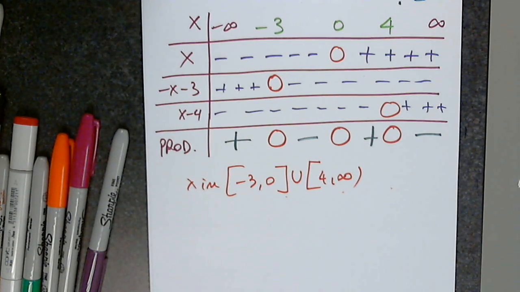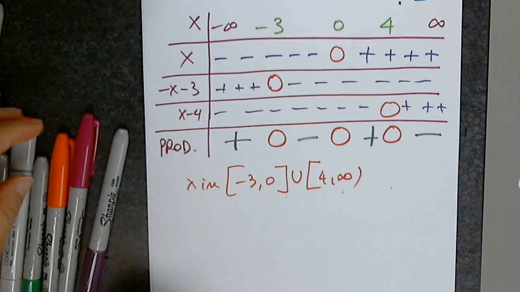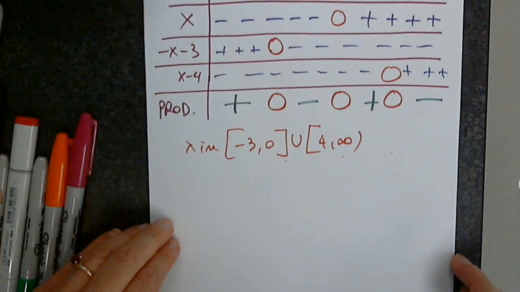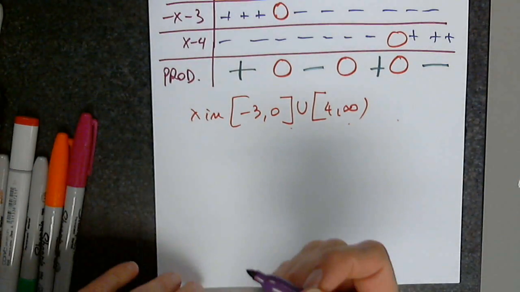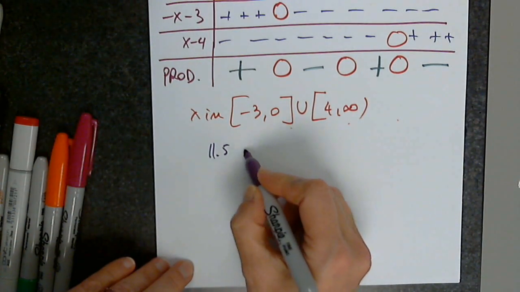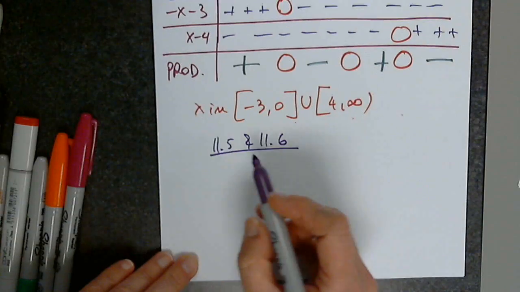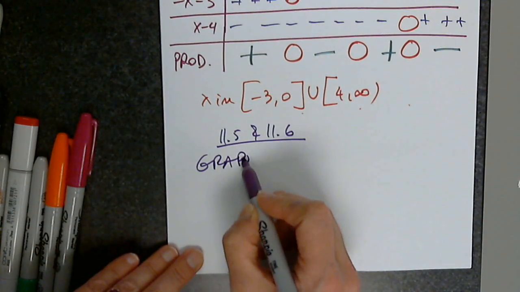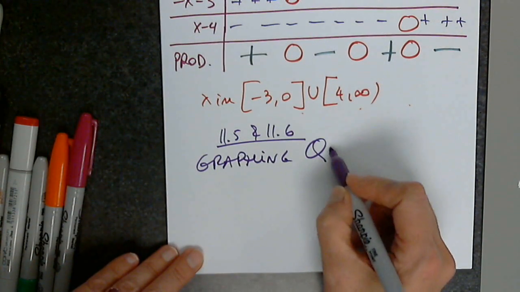You're not responsible for rational ones, but I can show you examples later next week. I would like to finish this with graphs. We're finally ready to graph the quadratic function. So 11.5 and 11.6, graphing quadratic.